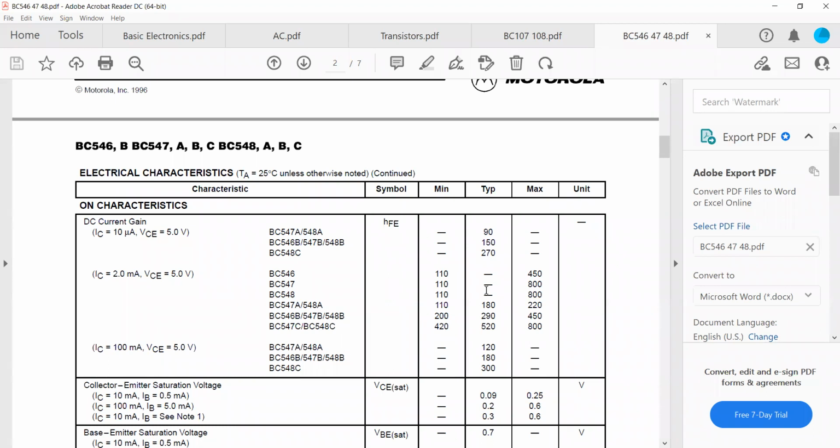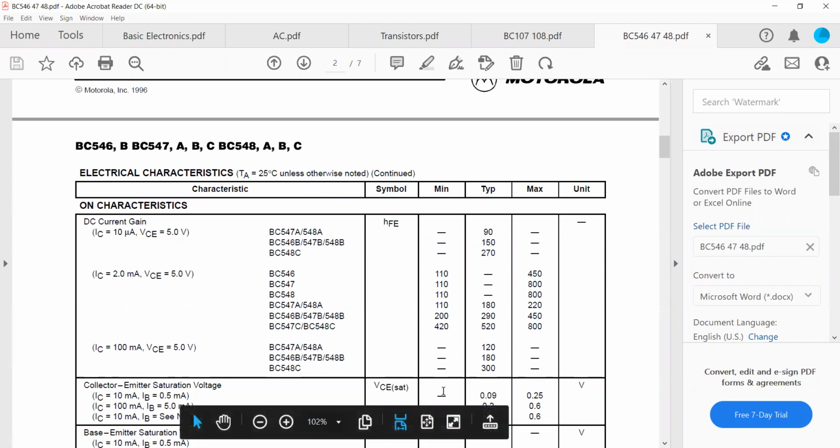But you have to take the one transistor and measure the actual HFE value of that transistor. After that, you can use that.